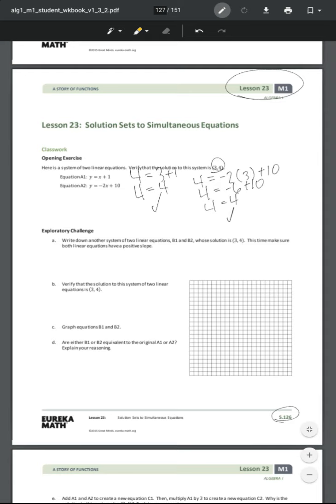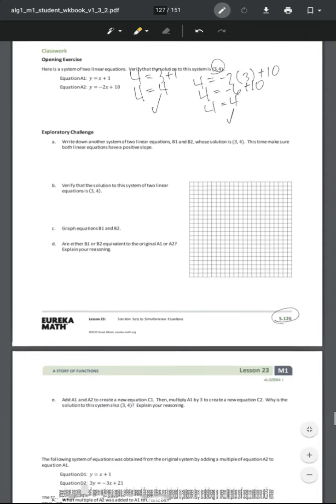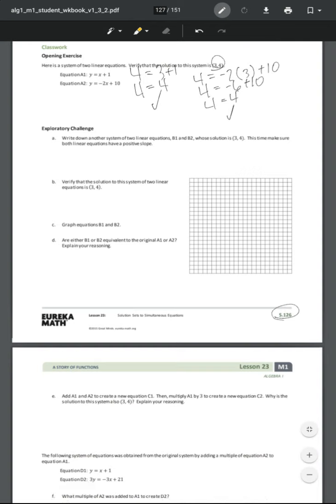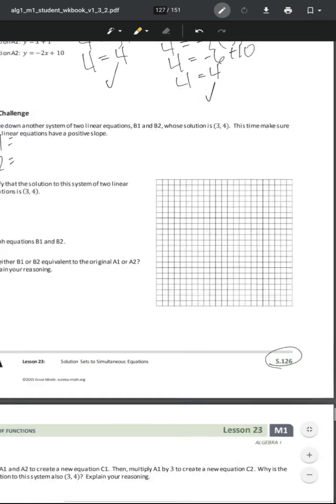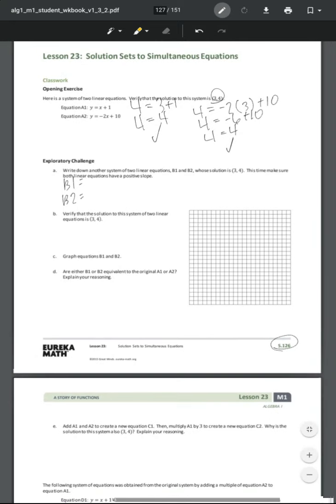Starting with the next part of this lesson, we're going to look at a little exploration. We're going to write down another system of two linear equations, B1 and B2. We're going to write two different equations, and the solution also has to be (3, 4). But this time, we're going to make sure both equations have a positive slope. So for B1, we're just going to use the same equation as A1 because it already had a positive slope.